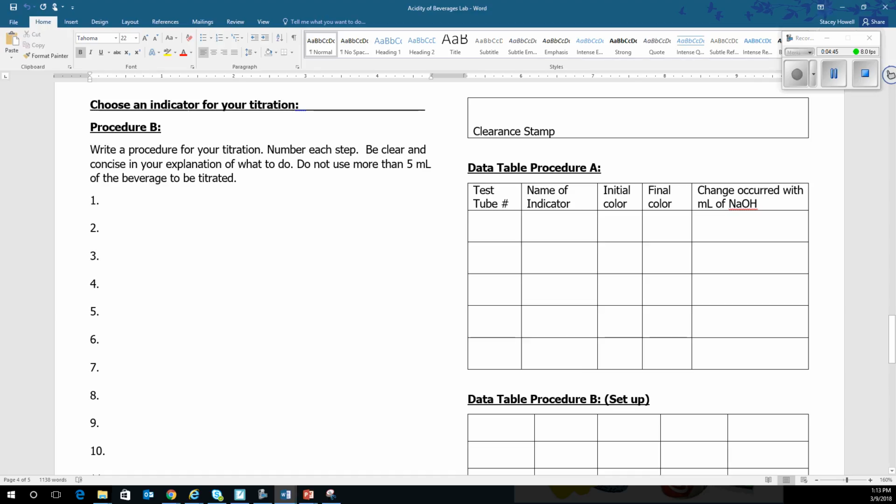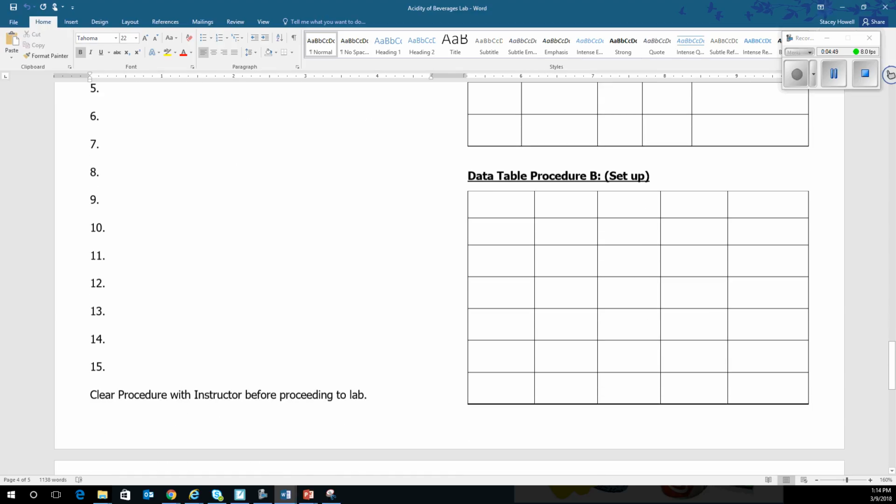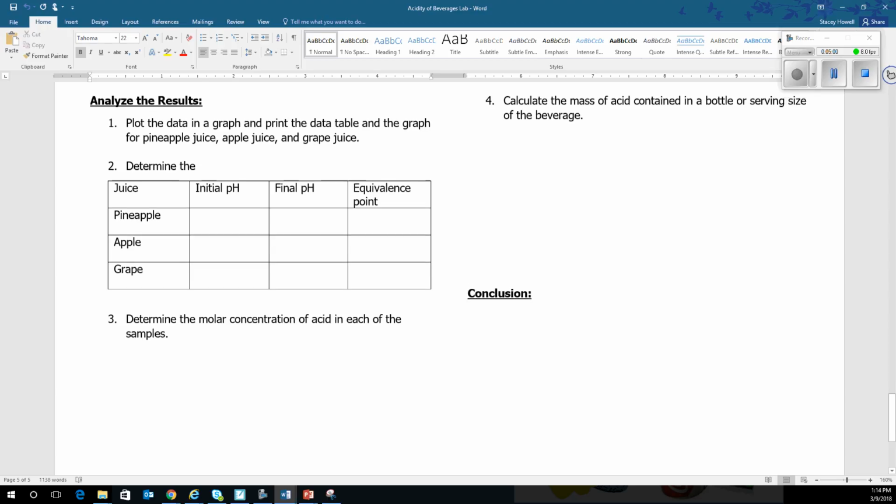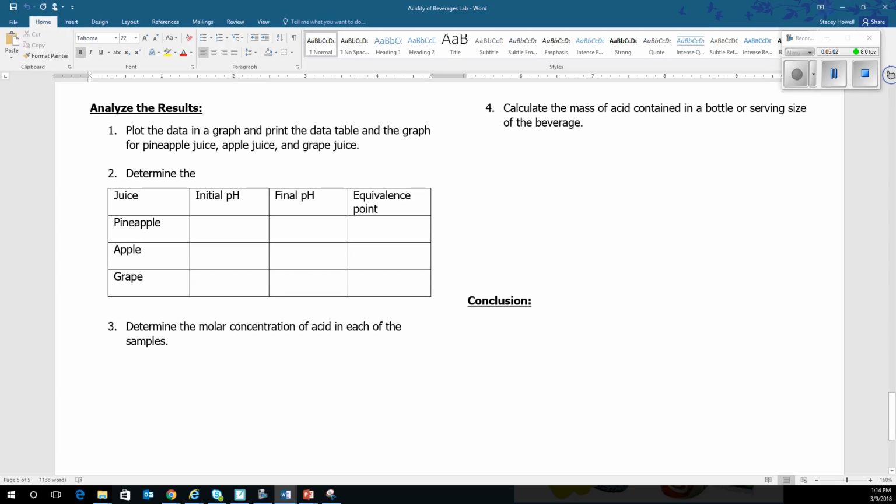Okay? I've given you a table for your indicators. We won't test more than 5. I've also given you a table for your procedure B. You can put in there whatever you want. I just made you a table and you can use it however you need to. After you finish with that, you do have an analyze the results and your conclusion, and that needs to be finished by Thursday next week and turned in. Okay? So we'll do the lab on Tuesday, and it will need to be finished by Thursday.